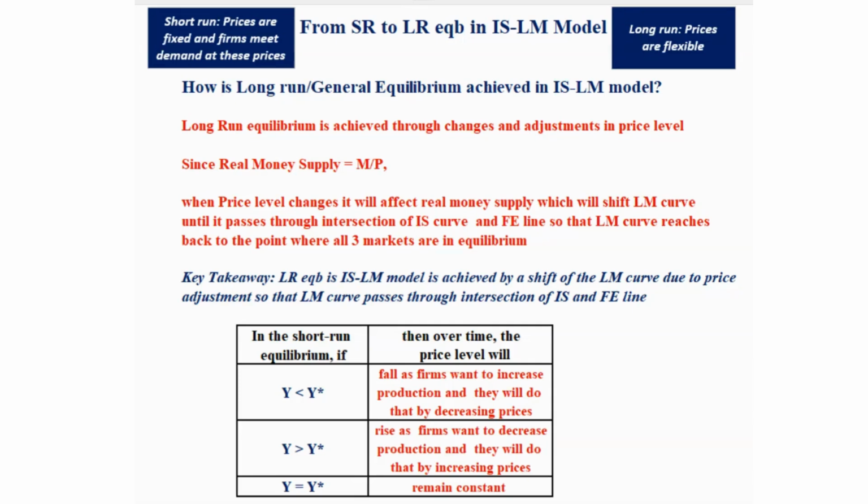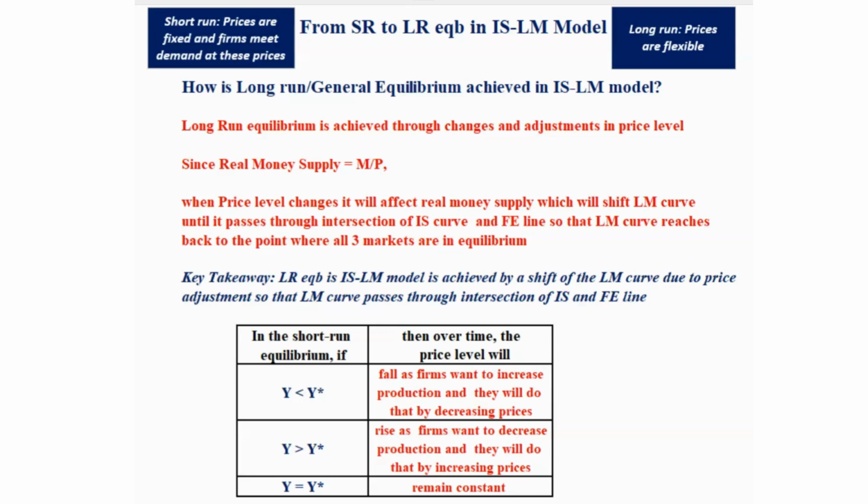I want to now talk about how we go from the short run to the long run equilibrium in the ISLM model. Now, the short run is when prices are fixed and firms meet demand at these prices. In the short run, output could be equal to the full employment or potential level of output. Output can be more than the potential level of output, or it could be less than the potential level of output. So, if we have a case in the short run where output deviates from the potential or full employment level of output, how do we go from the short run to the long run equilibrium, where output is equal to the full employment level of output?